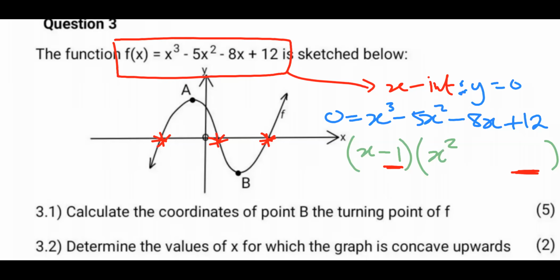Negative 1 times what will give us a positive 12? Negative 1 times what? Negative 1 times negative 12. Negative 12, that's correct. Okay. So negative 1 times negative 12 gives us a positive 12. So now we need to find a middle term. And you could use either of the middle terms. I'll just stick with the first one, negative 5x squared.